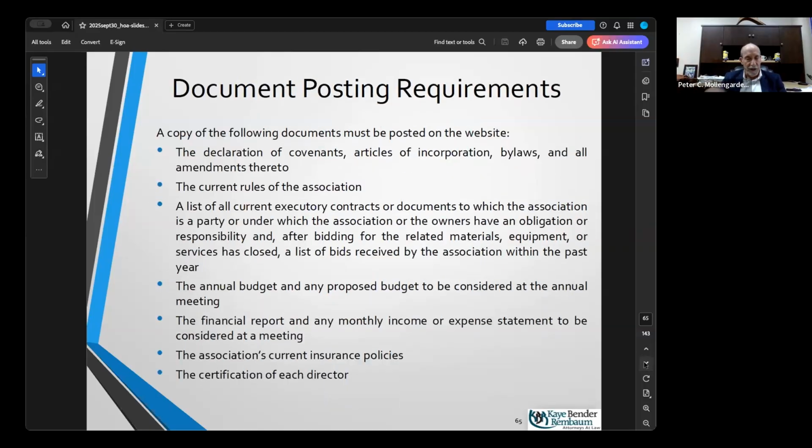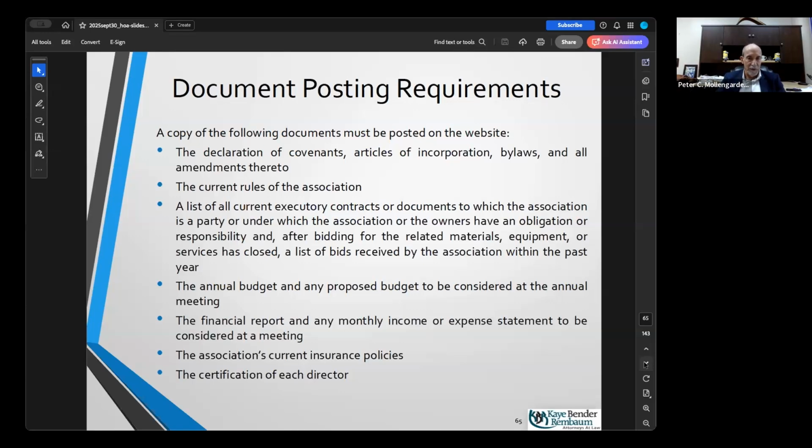A copy of the following must be posted on the website. Your declaration, articles, bylaws, and all the amendments. Your current rules. A list of all current executory contracts or documents to which the association is a party, or under which the association or the owners have an obligation or responsibility. And after bidding for materials, equipment, or services has closed, a list of bids received by the association within the past year. The annual budget and any proposed budget to be considered at the annual meeting.